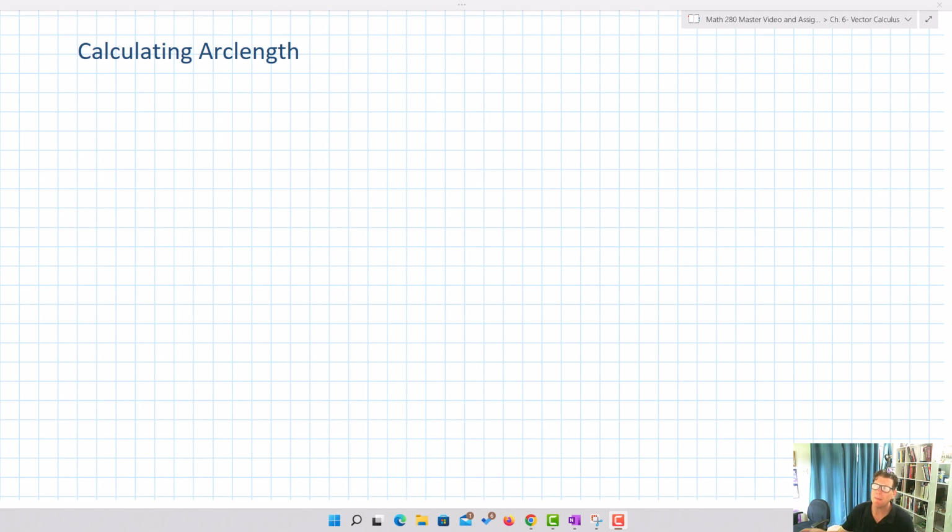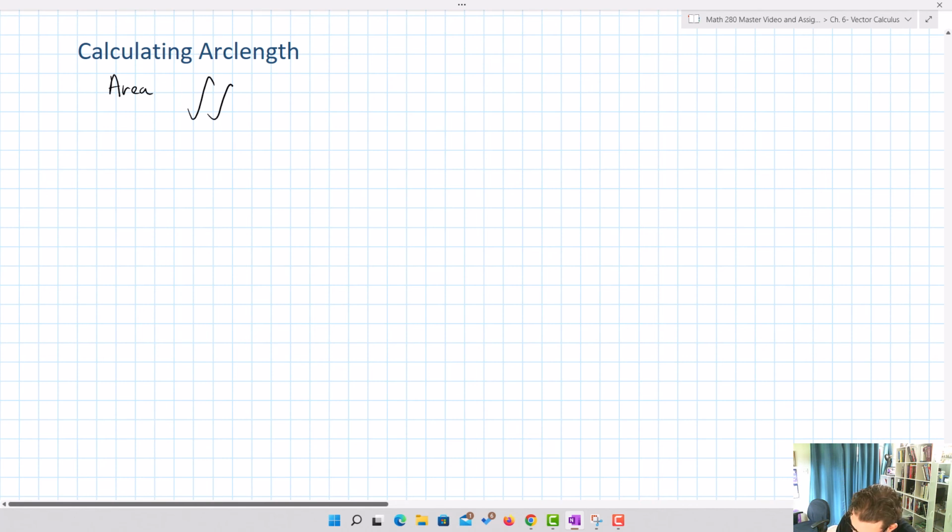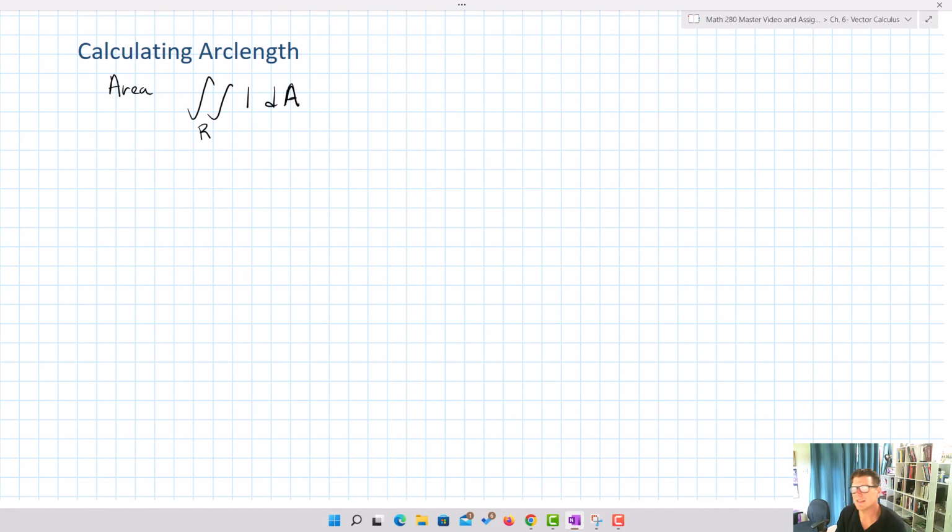So let's think about calculating arc length. And arc length is a basic unit of measure, right? Like volume, like area, okay? So we know that, say for example, area, we learned that area was equal to the double integral over some region R of 1 dA, okay? And dA depended on how you parameterized your double integral.